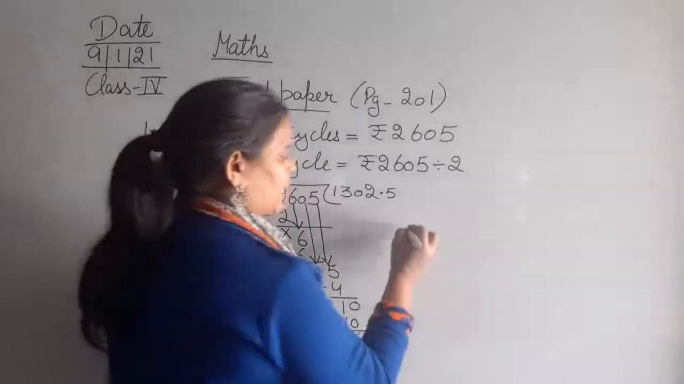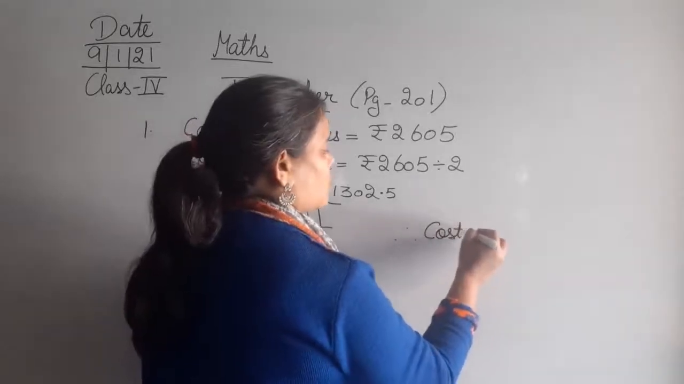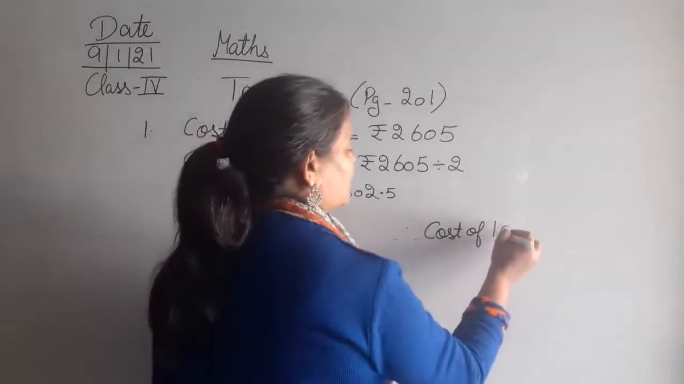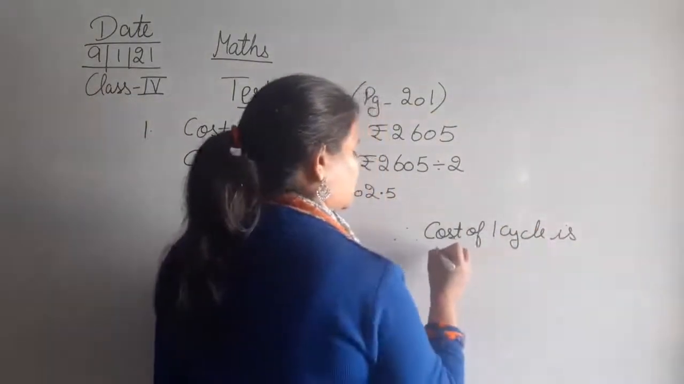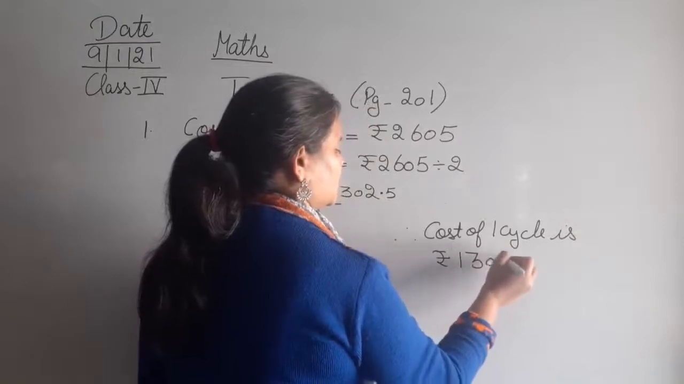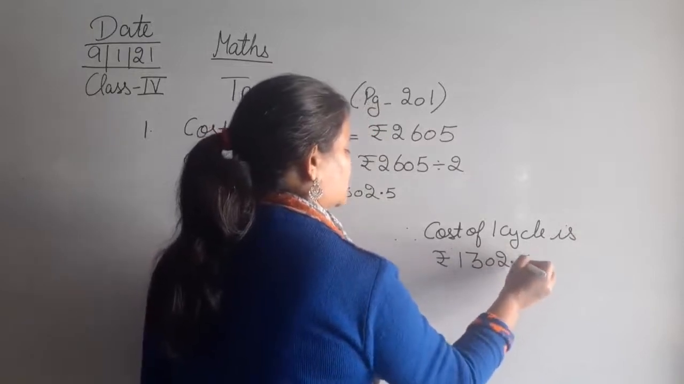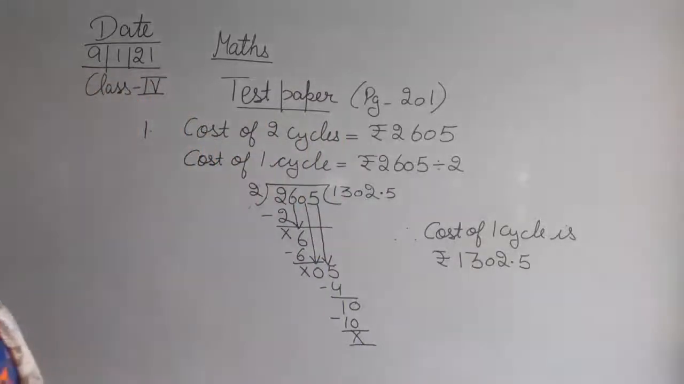below, but I have written it here. Therefore, cost of one cycle is rupees 1302.5. So this is the cost of one cycle.